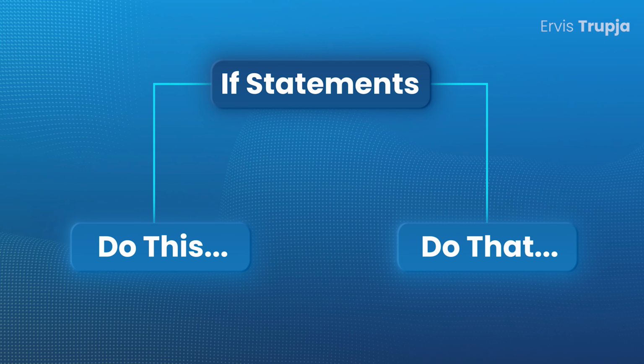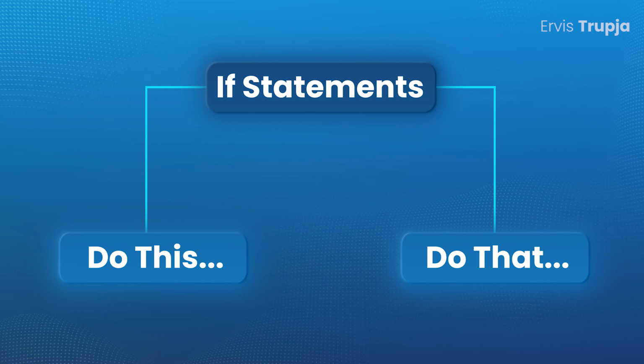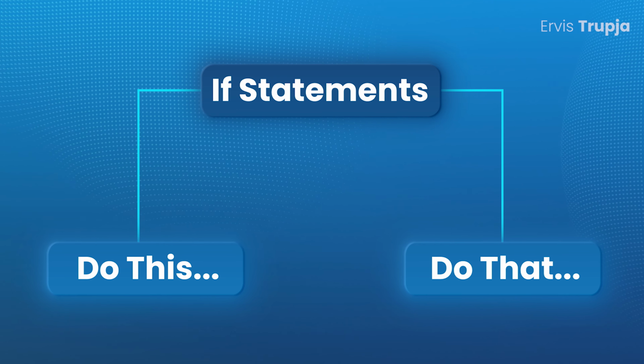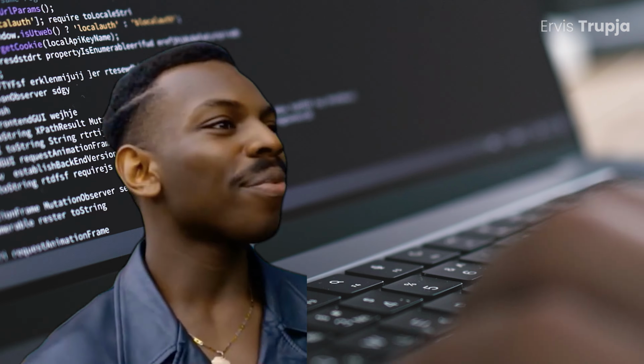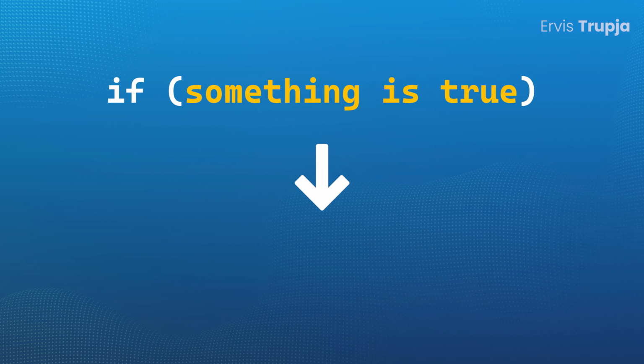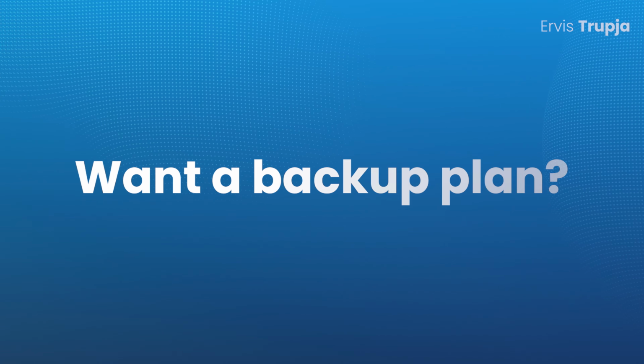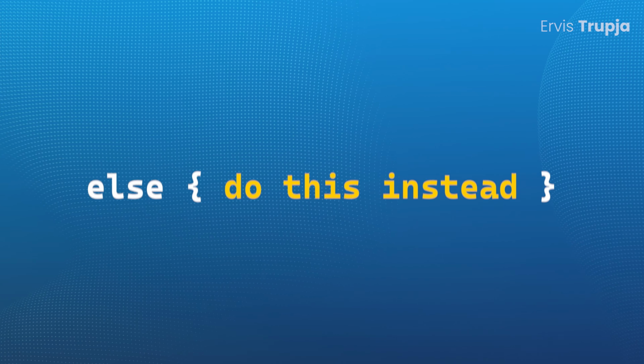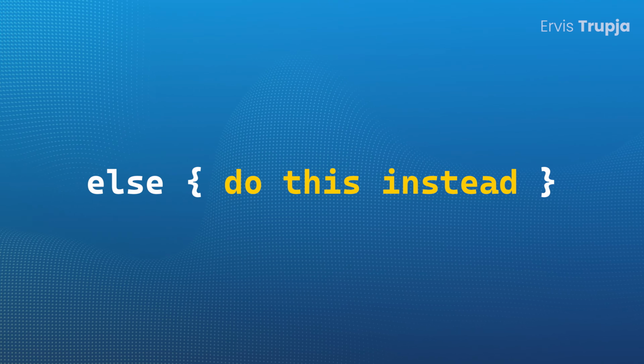If statements allow your code to check conditions and execute different actions accordingly. The basic idea here is simple. If something is true, then do this. If you want a backup plan, then you can add else, do this instead.